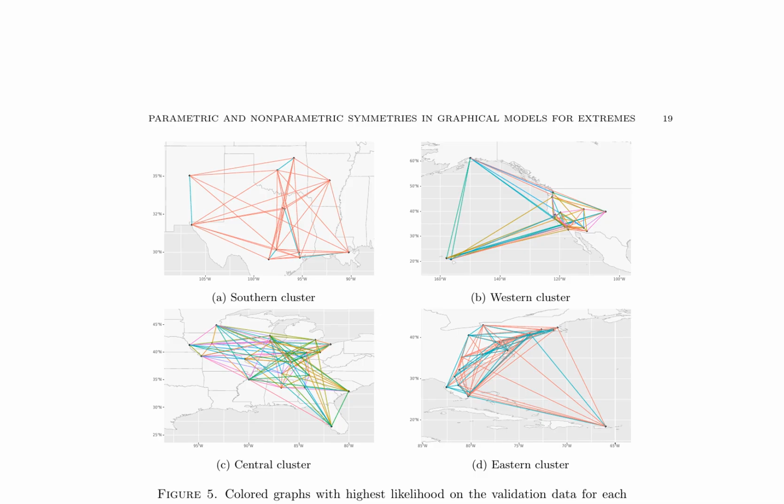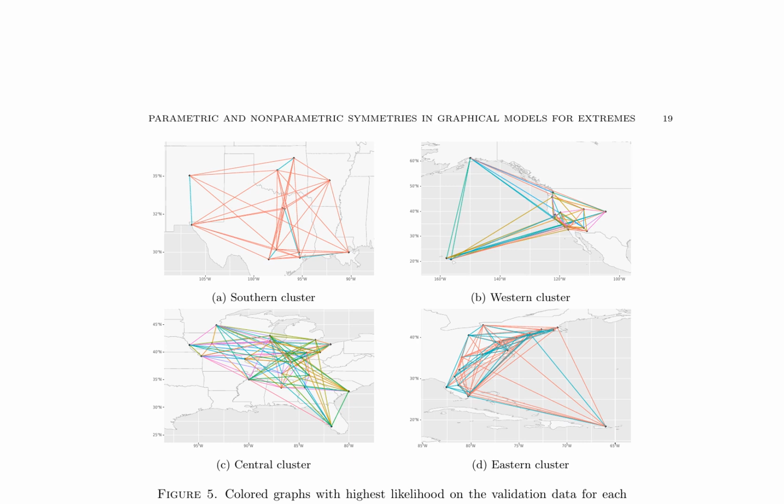The authors apply the RVAR model to 4 distinct clusters of airports, each characterized by a unique spatial pattern of extreme weather events. The southern, western, central, and eastern clusters are depicted in Figure 5, where the colored graphs with the highest likelihood on the validation data for each cluster showcase the complex patterns of extreme weather events. To model the dependent structure of these events, the authors employ a parametric approach, leveraging parameter symmetry to reduce the dimensionality of the model parameters.